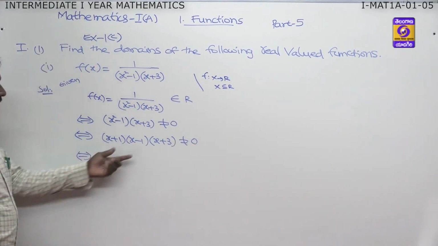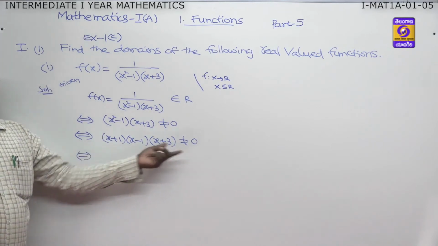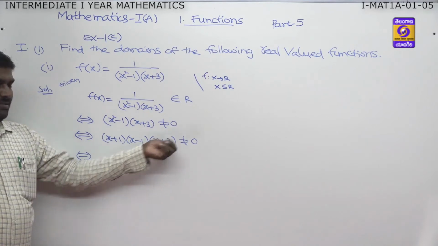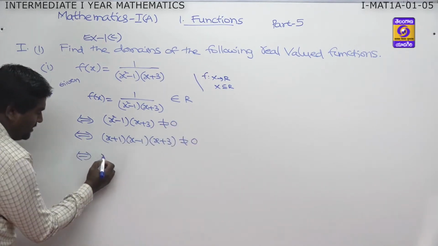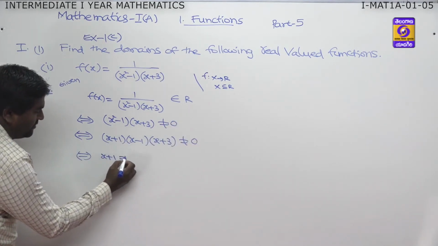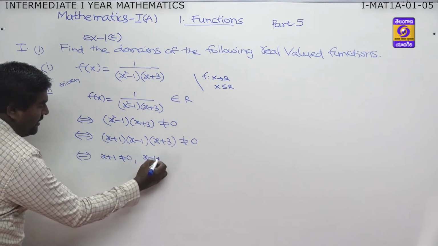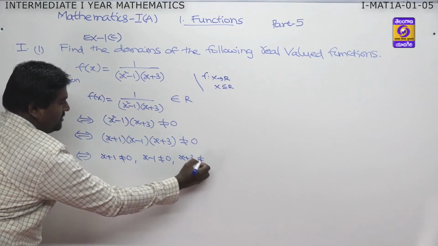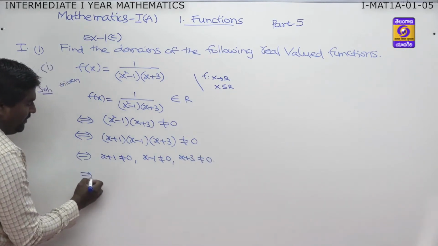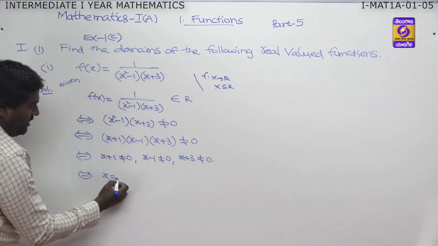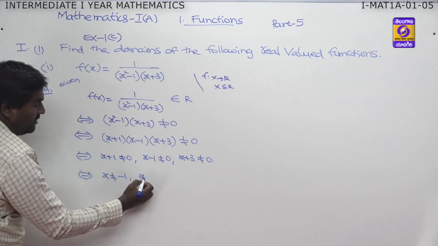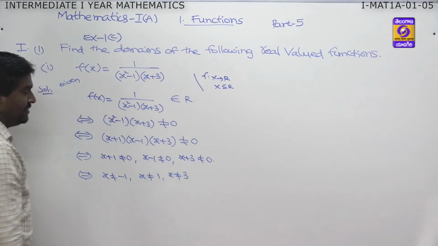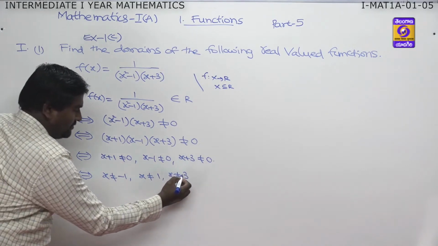It is of the form a into b into c is not equals to 0, implies a is not equals to 0, b is not equals to 0, and c is not equals to 0. That is, x plus 1 is not equals to 0, x minus 1 not equals to 0, x plus 3 is not equals to 0. So try to find the values of x here. x is not equals to minus 1, x is not equals to 1, x is not equals to minus 3.